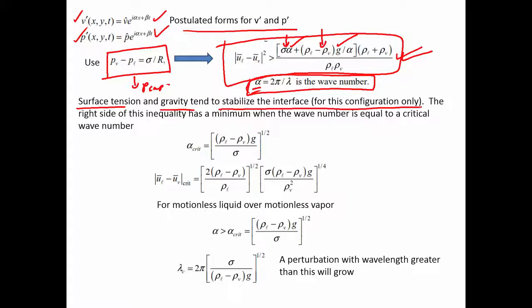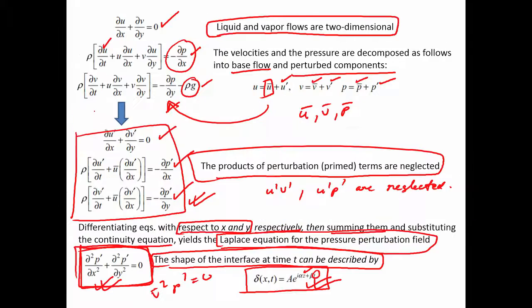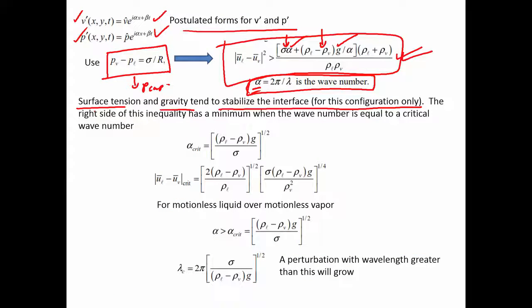So, if you look at this particular configuration, both gravity as well as surface tension try to stabilize the interface. That means they try to bring the interface back to its original configuration, which is flat, right? So, both gravity and this try to do it. And remember, this is also an inequality, so this must be greater than that.